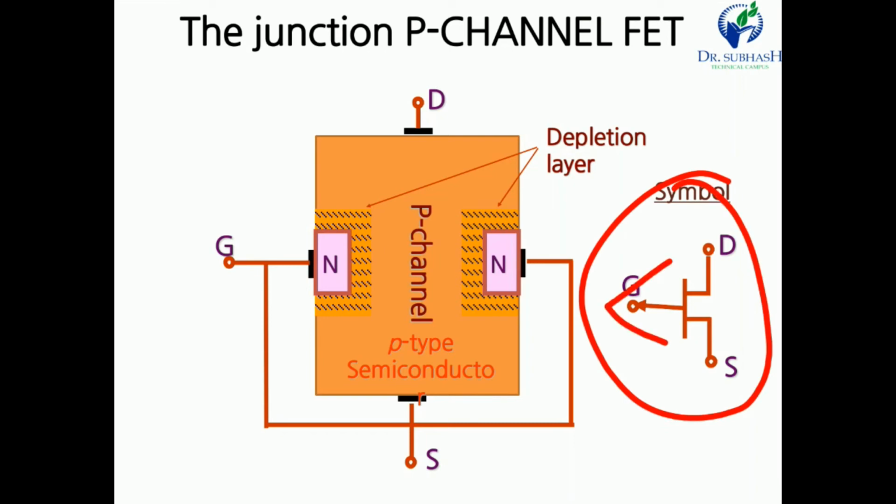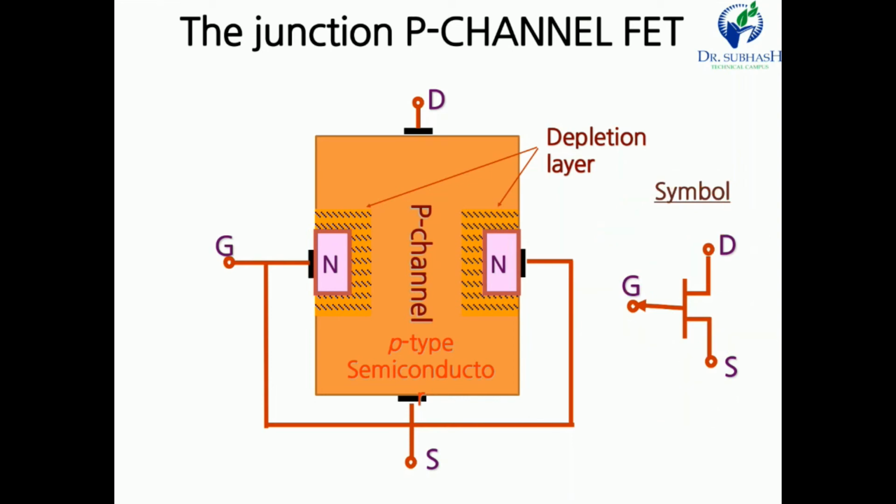The arrow is outside the gate terminal, the drain is the upper terminal, and the source is the lower terminal. You have to remember this, the symbol of the P channel JFET. So this is the basic construction of P channel and N channel.